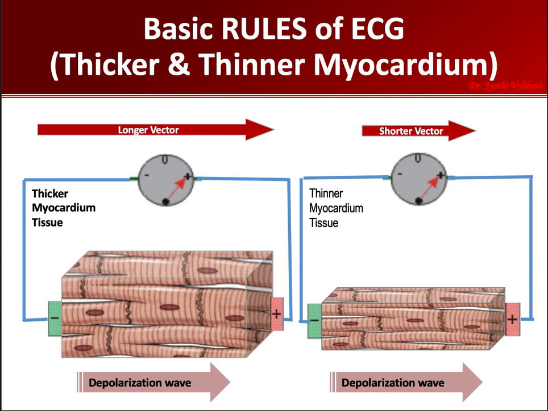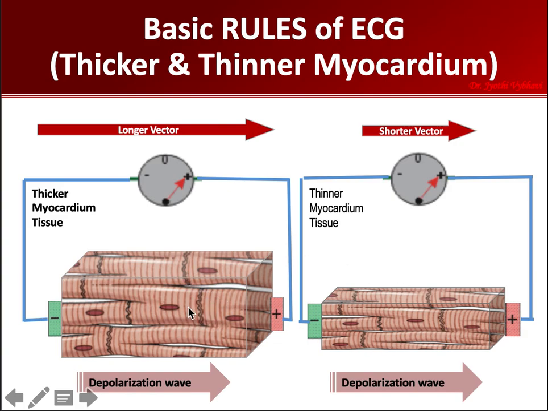A bigger depolarization wave is traveling through the entire myocardial tissue. That means the vector produced, a bigger electromagnetic field, is a longer vector. If you represent the electromagnetic field with a vector, it has a direction obviously, and it is represented by a longer vector because more depolarization and more potential is happening compared to this one, where there are fewer cells, lesser potentials, less electromagnetic field, and a shorter vector. So this is about a thicker and thinner myocardium.